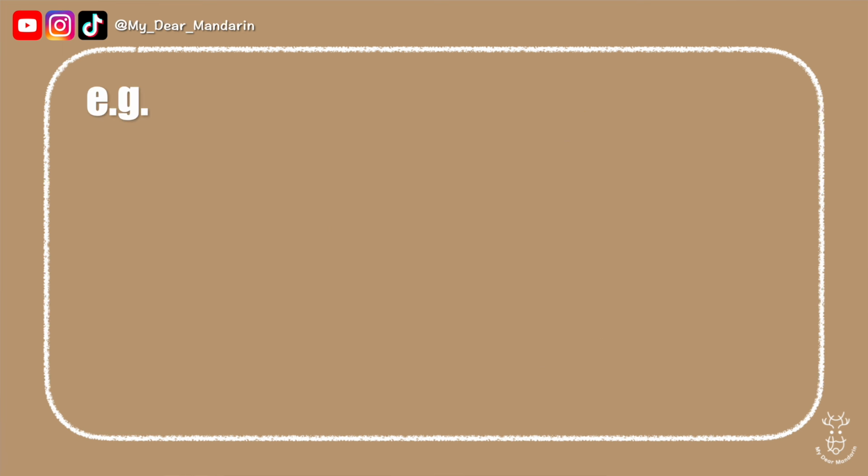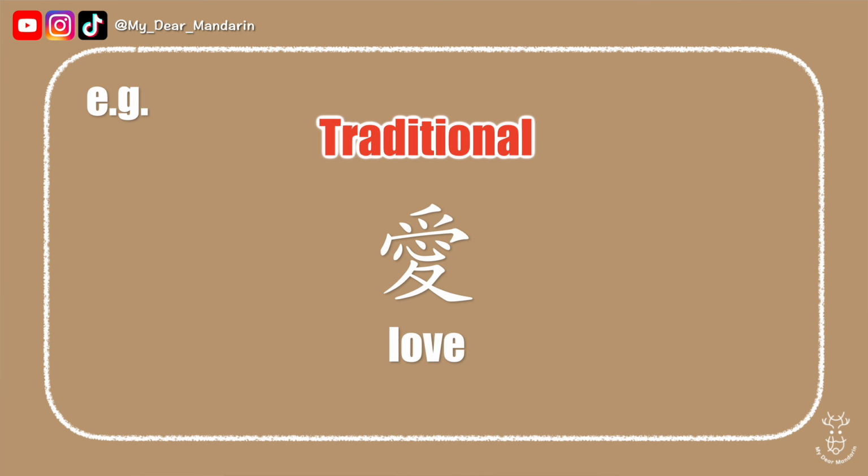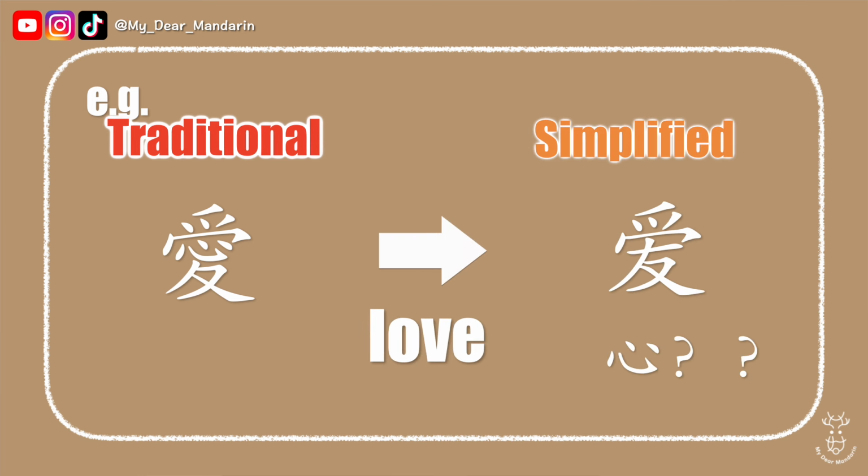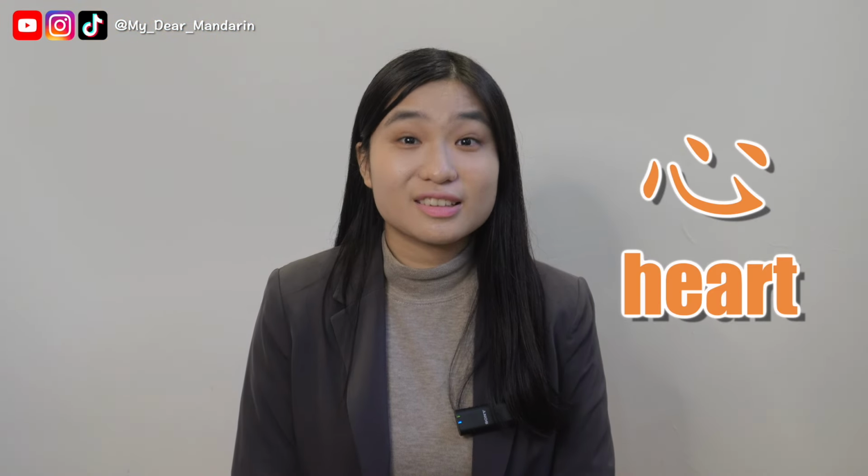For example, the character 爱, which means love as a word. The traditional one has a radical 心, which means heart, in the middle of the character. But the simplified character removed the heart. But you should love your family and friends by heart, isn't it?